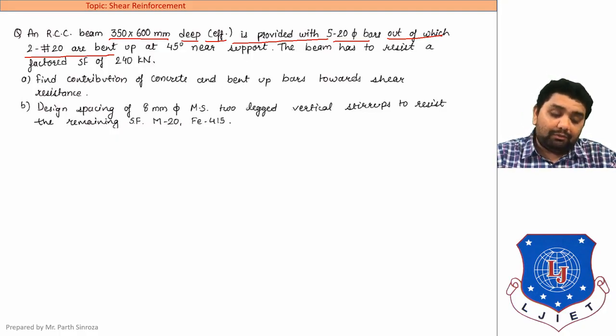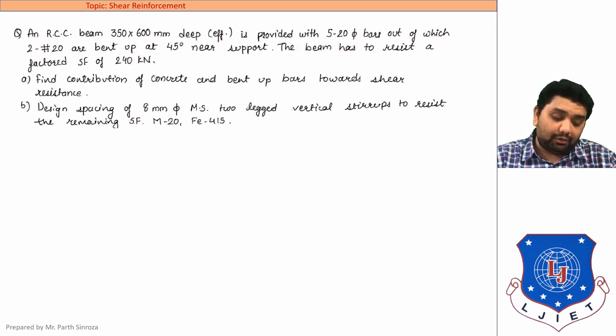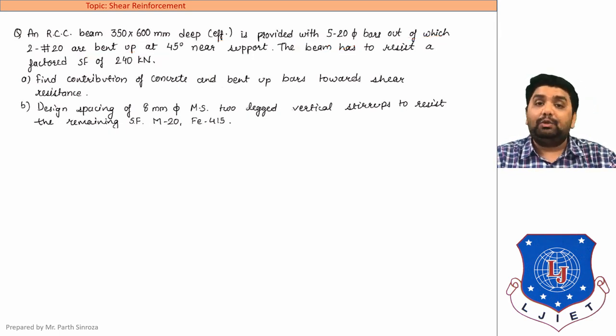Here the total number of bars is 5, as you can see here. Out of these 5 bars, 2 bars of the same diameter obviously are bent up at 45 degrees near the supports. The beam has to resist a factored shear force of 240 kilonewton. So we use directly what is given in the question as 240 kilonewton.